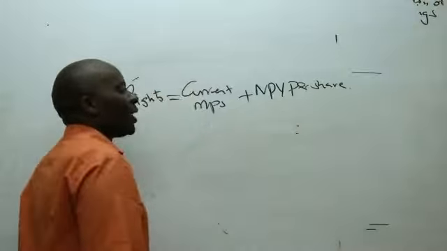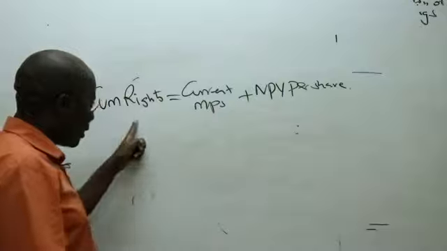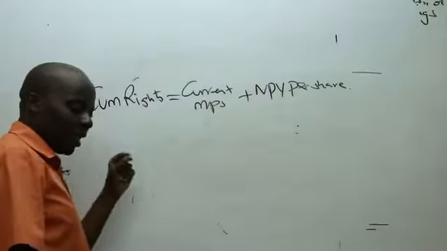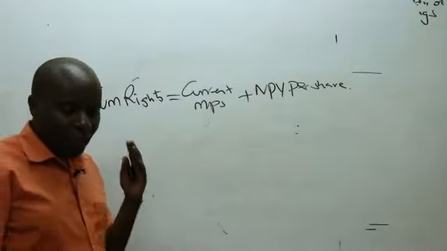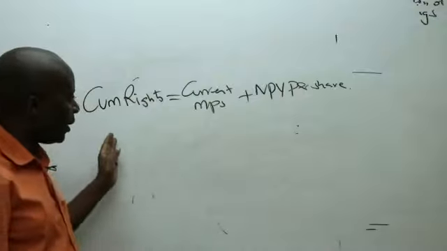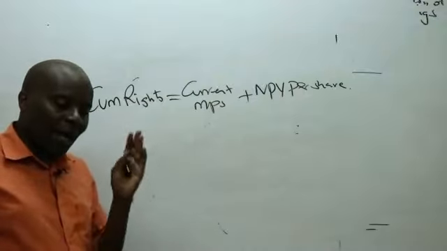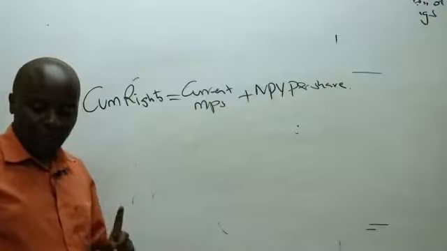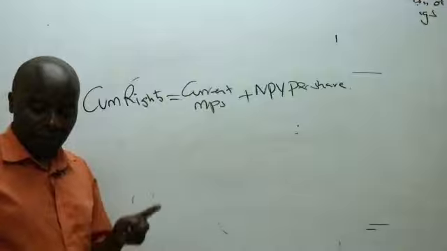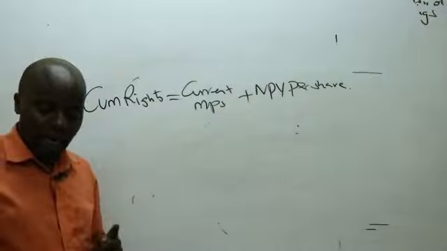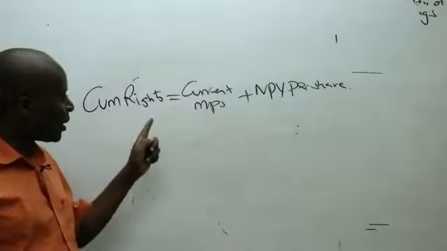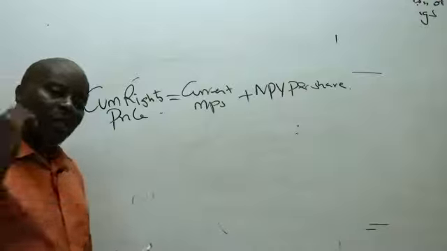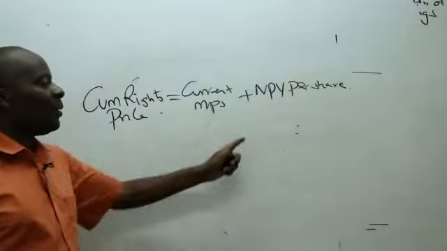Quite interesting. If I were you, I would have written this and of course highlighted it using a yellow highlighter. All the other highlighters are not effective. If you don't have one, I can buy one for you because I know the essence of yellow. Yellow is a great color. So the CUM rights price equals the current MPS plus NPV per share.